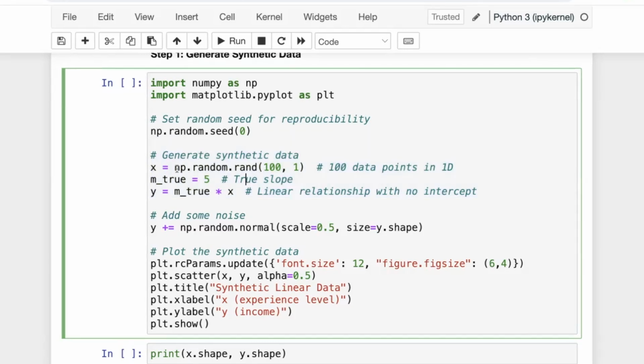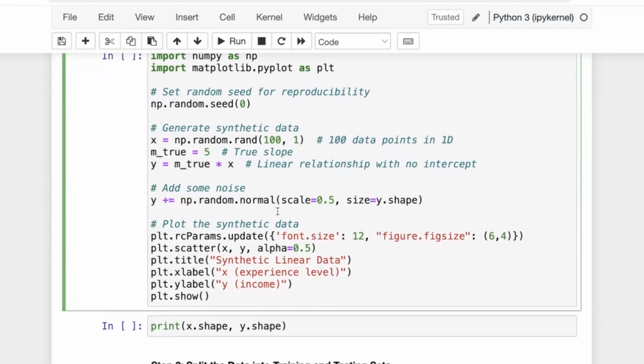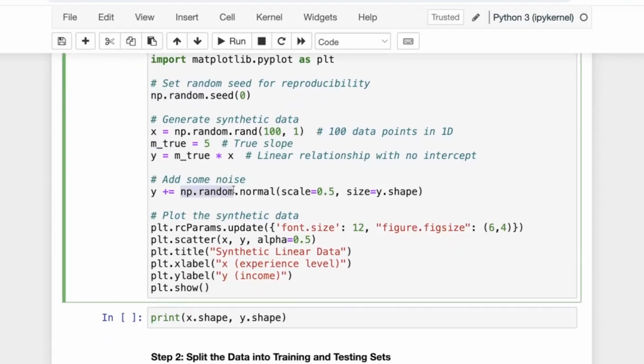In order to do this, we're going to use NumPy's random module, and inside that we're going to use rand, which gives us 100 data points in 1D. Then we're going to set m true to be 5. And we're going to generate these outputs by simply multiplying m true by x, right? So this is that linear relationship with no intercept. To make this a little bit more interesting, we're going to add some normal or Gaussian noise. Here we have this sigma, which is the standard deviation for this normal distribution.